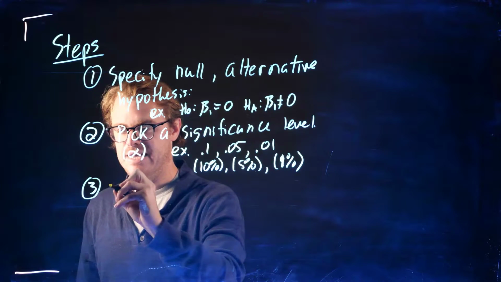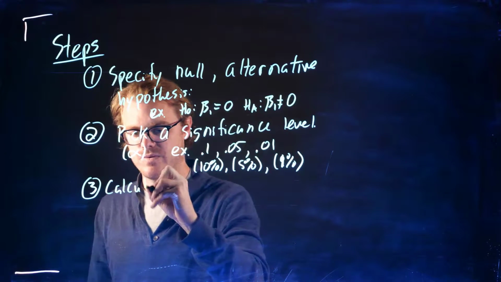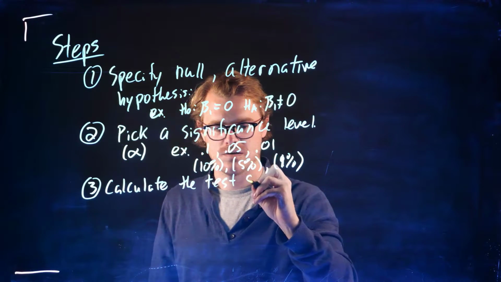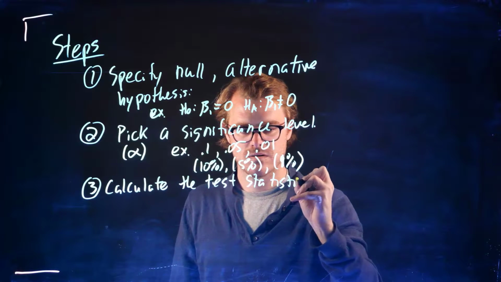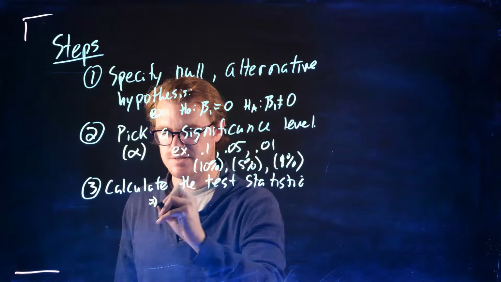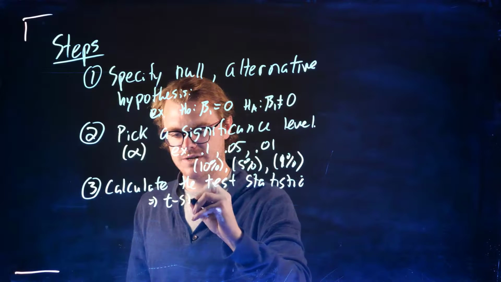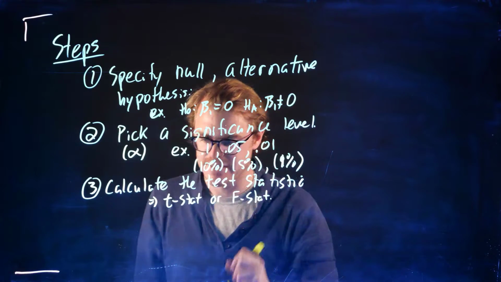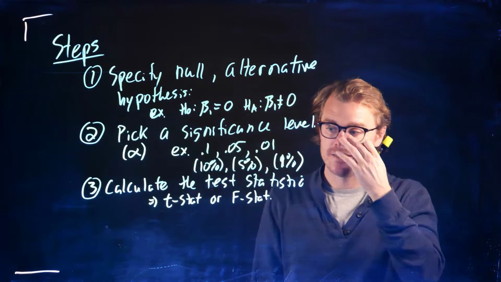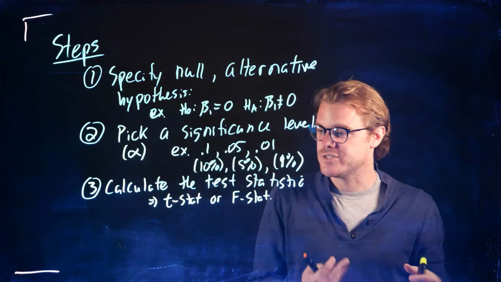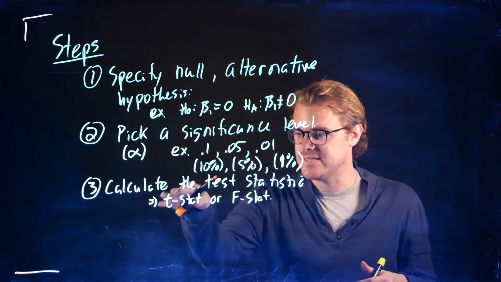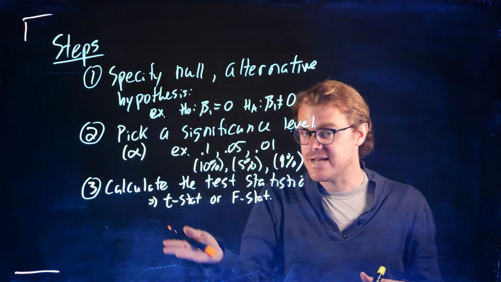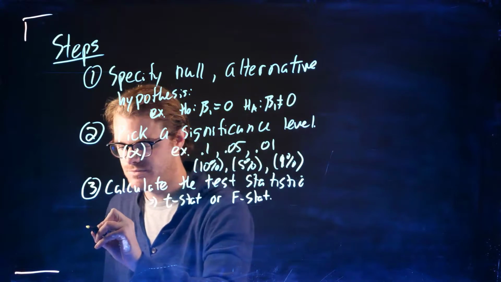So the third step is to calculate the test statistic. A lot of the times in this course we're going to use either a t-stat or an f-stat. There are lots of different kinds of statistics as well, but these are the two most common ones we're going to see in this course. So we're either going to use our regression results to construct a t-statistic or an f-statistic. This is what we're using to test this hypothesis.